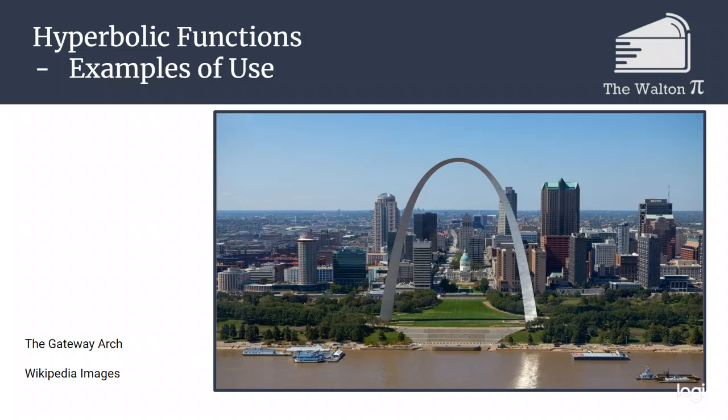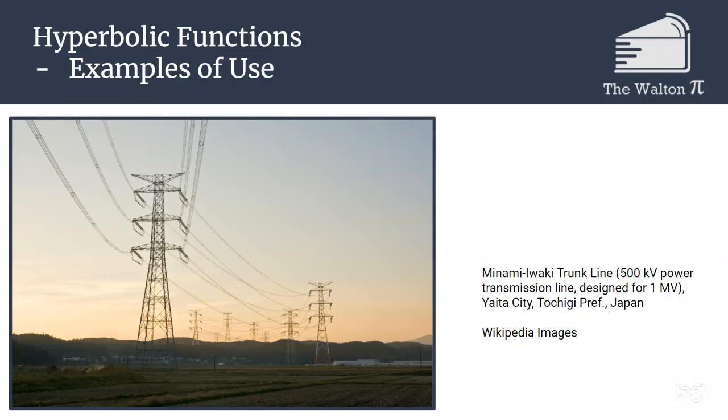Some places that they show up, for example, the Gateway Arch in St. Louis, Missouri. This is one example of a catenary, or a type of a hyperbolic cosine or sine. And so it gives us this very nice arch. It's not a parabola, it's actually one of these hyperbolic functions. Another example are any sort of hanging ropes or hanging chains. So like power lines, for example, are another example of hyperbolic function.